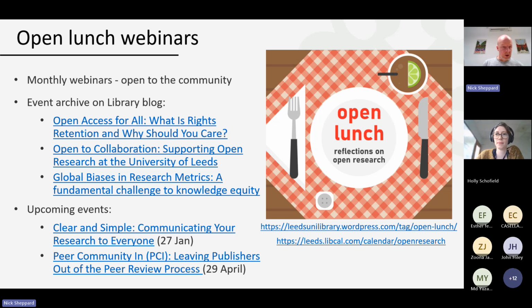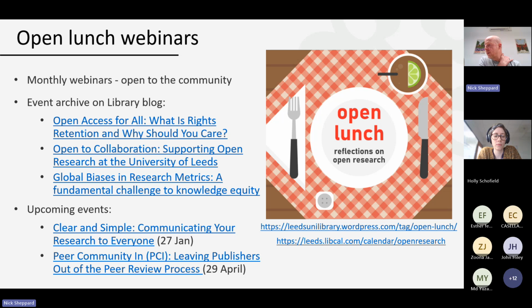So you see there's one there on rights retention, which we've just touched on. There's one, the second one, Open to Collaboration, that was a quick fire event where all of my colleagues that presented at the beginning, about 12 different colleagues, all spoke to the types of support they can give. So if you're interested in that, do have a look at the blog. Or, for example, I've highlighted one that we did with the Knowledge Equity Network on global biases in research metrics and some of the problems that the broader culture around research metrics can lead to in terms of knowledge equity. I've already highlighted the clear and simple community research event that Holly's speaking at next week.